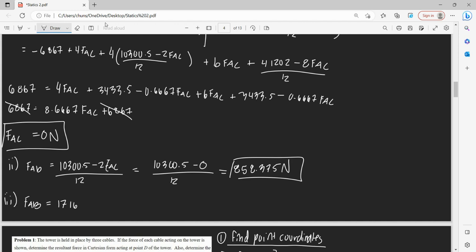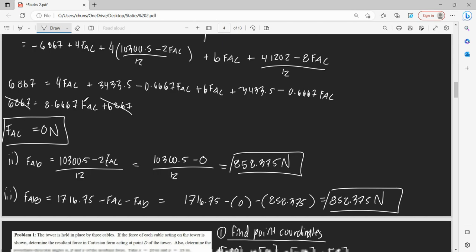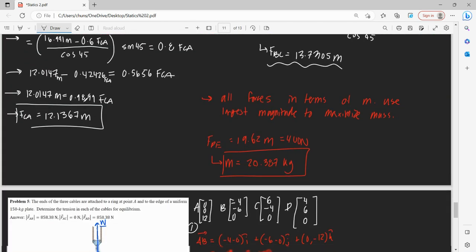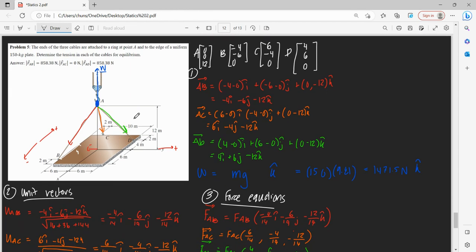And for FAB is equal to, so minus FAC minus FAD is equal to minus 0 minus 858.375, which is minus 858.375 newtons. Okay, and that is that problem done. Let's check our answer. Awesome, okay, great. Okay, so that brings us to the end of problem 5.